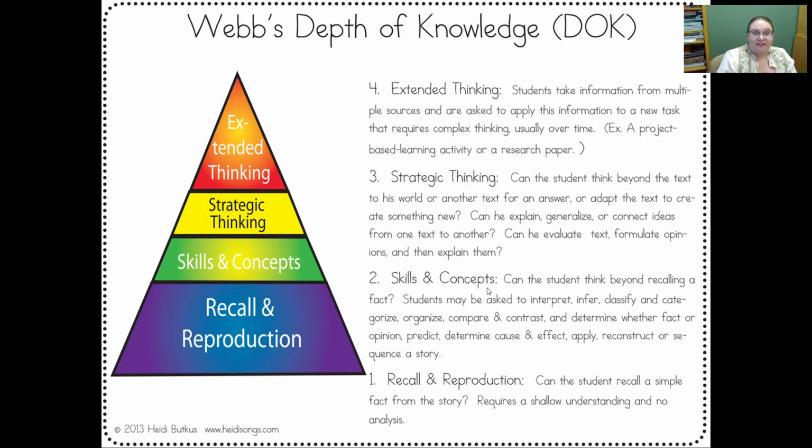All right, next is going to be skills and concepts. So some of the key verbs that we might see for skills and concepts are going to be, can the student think beyond recalling a fact? Students may be able to interpret, infer, classify, categorize, organize, compare and contrast, determine whether a fact or opinion, predict, determine cause and effect, apply, reconstruct, and resequence a story, right? So you'll notice here that this is going to be similar to what concepts in Bloom's taxonomy?